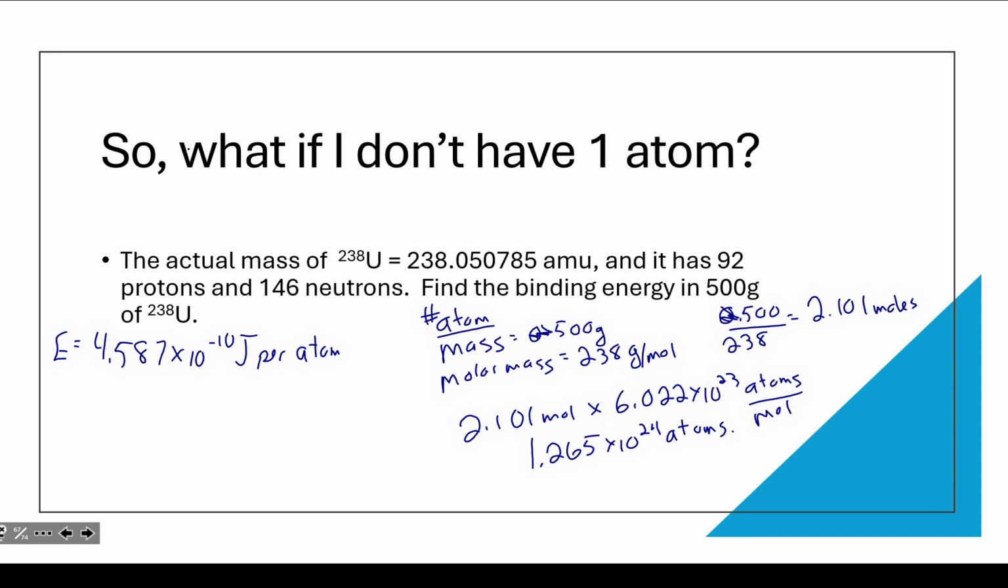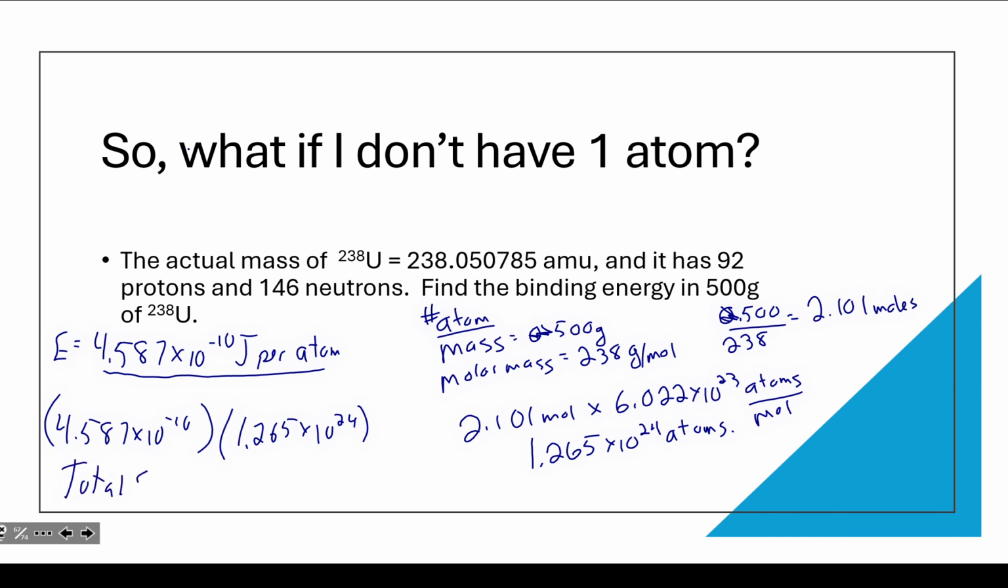Now, since each atom has this many joules of energy, if I multiply those together, I will get a total energy of 5.80 times 10 to the 14 joules, which is how much energy it would take to power a house for about 18 years. So pretty impressive.